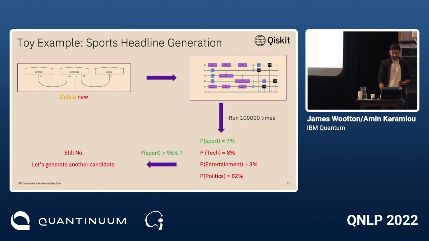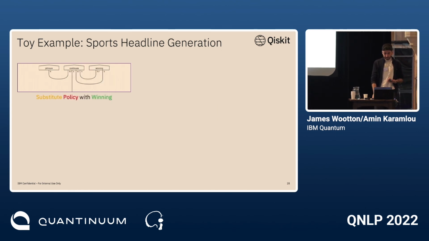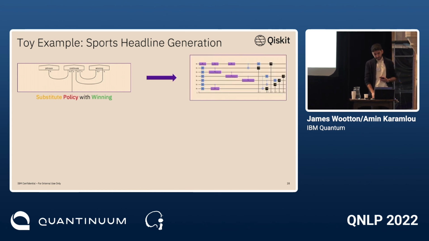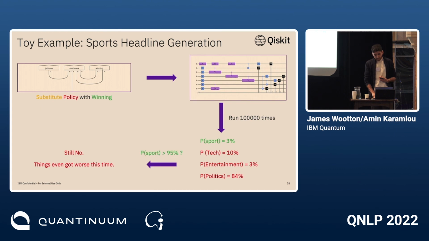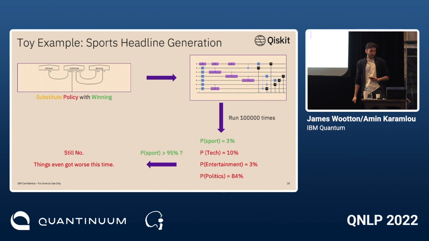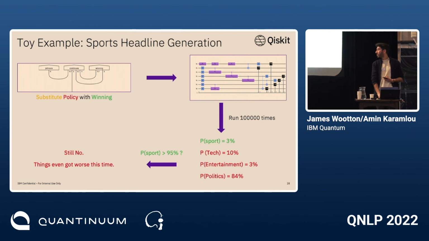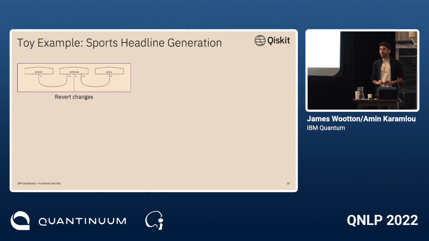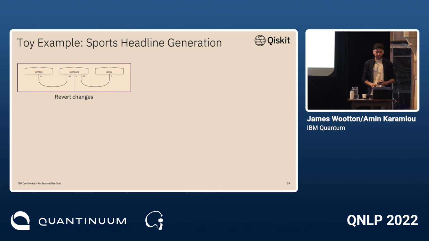So I'm going to continue and generate another sentence. This time I'm going to substitute the word policy with the word winning. And actually what happened here is that the probability of it being about sports went down. So it thinks that this was a bad move, basically. And what the algorithm does in this case is going to revert the change. So we go back to our previous sentence, Johnson continues policy, and we generate a new neighbor of that.